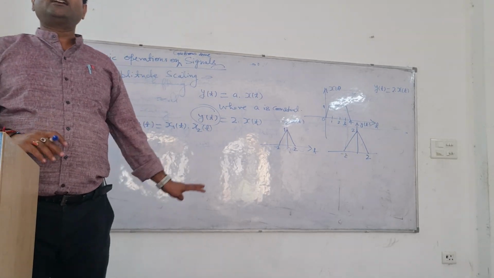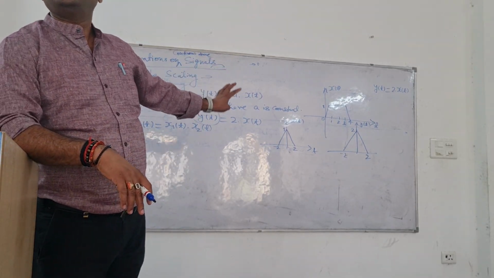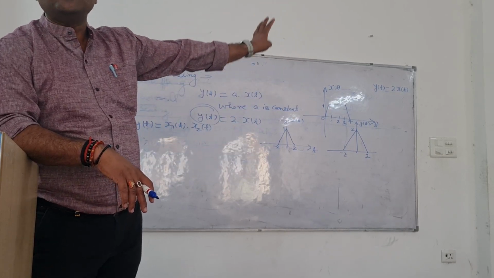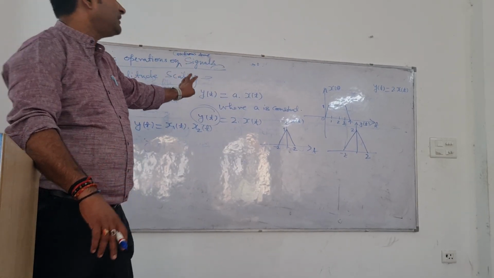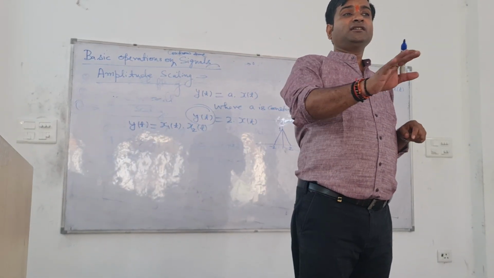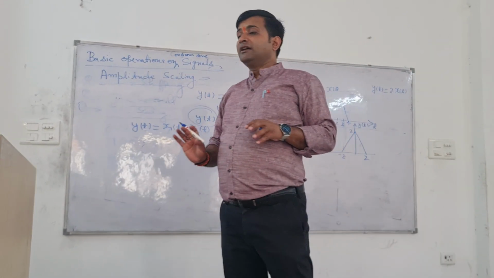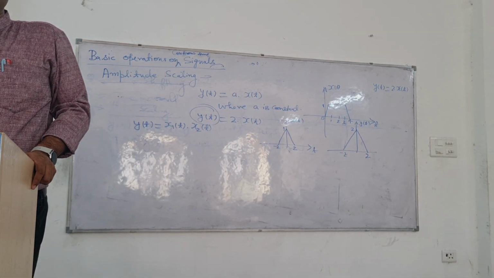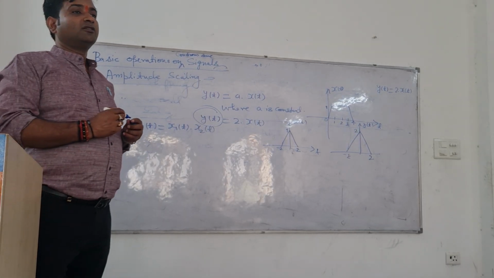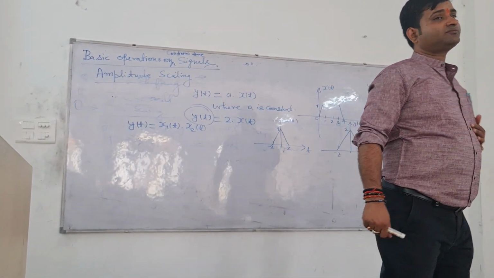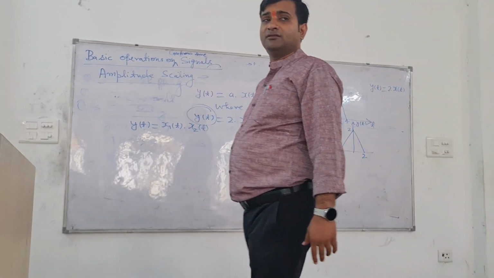The basic operations on the continuous time signal. Here, these were all examples of continuous time signals. You have also done the homework part, the basic operations on the discrete time signal. You have to write down the basic operations. This is the assignment.